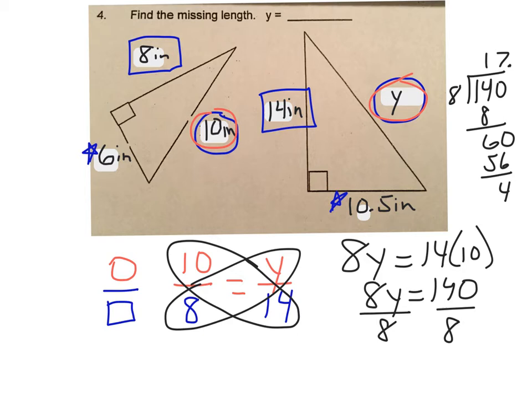Well, I can't stop because I have remainder 4. So add that decimal and add that 0, and it goes in there 5 times. And now I have remainder of 0. So y equals 17.5. Now I need to go up and look at my units, and I know this is all done in inches. So 17.5 inches.